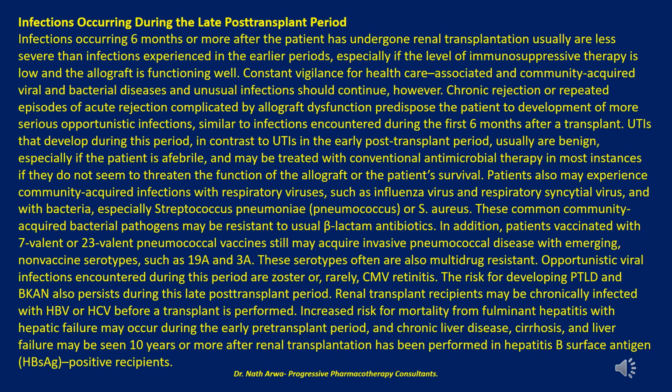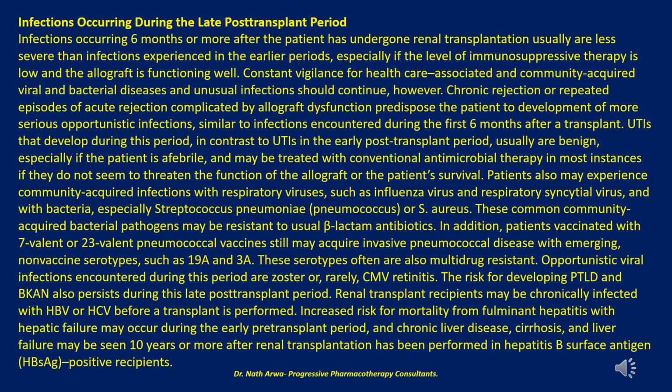Chronic rejection or repeated episodes of acute rejection complicated by allograft dysfunction predispose the patient to development of more serious opportunistic infections, similar to infections encountered during the first 6 months after a transplant. Urinary tract infections that develop during this period, in contrast to urinary tract infections in the early post-transplant period, usually are benign, especially if the patient is afebrile, and may be treated with conventional antimicrobial therapy in most instances if they do not seem to threaten the function of the allograft or the patient's survival.